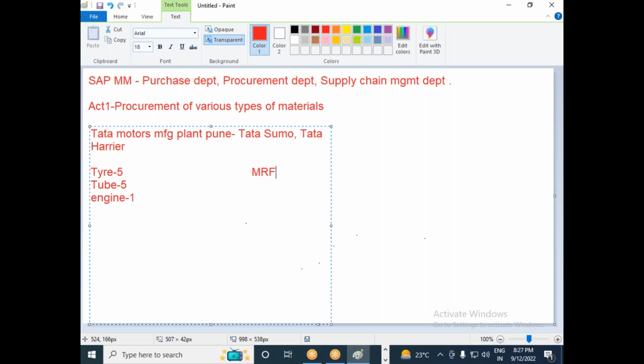It is the same for every material, tubes also. They can buy them from MRF. MRF will deliver the tubes to Tata Motors. They can utilize those tubes in their production processes and produce the car. Engine also like that. So this particular activity of raising an order upon MRF company, bringing the materials from the MRF company to Tata Motors premises and making a payment to the MRF company for the tires supplied by MRF company will be called a procurement activity.